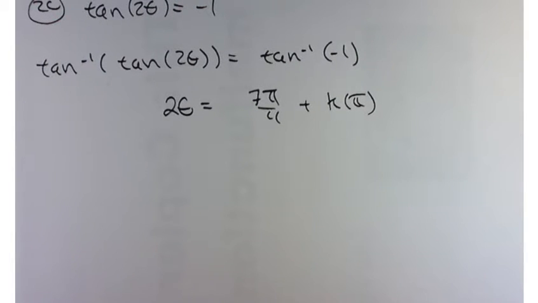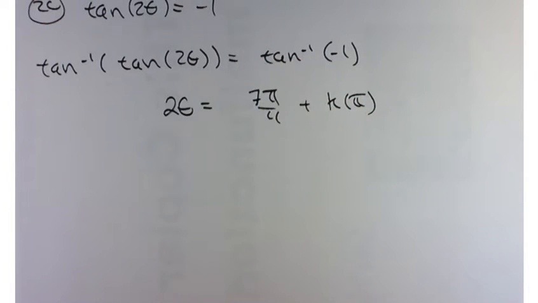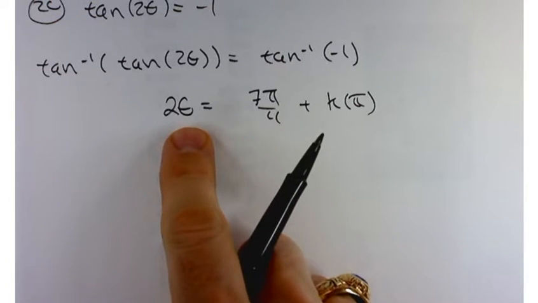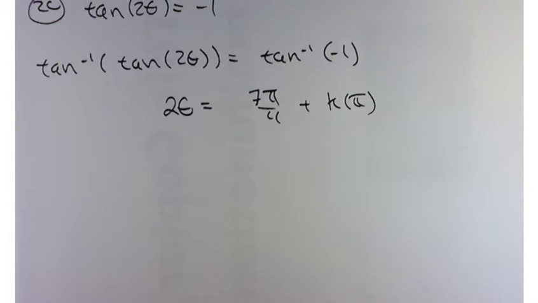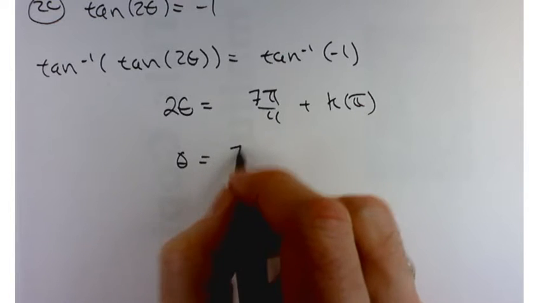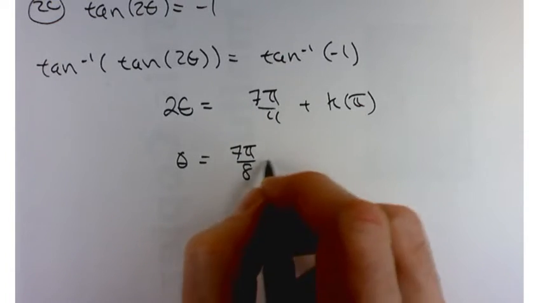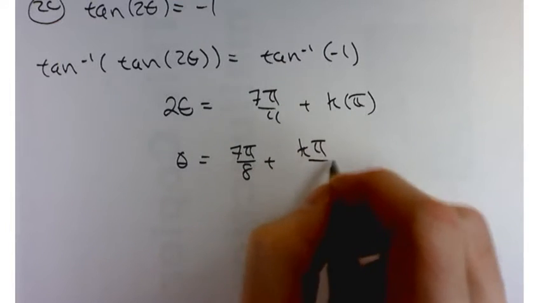Plus k times pi. Now, how come we're using pi as opposed to 2 pi? It's because of the period of the tangent. Tangent repeats itself every pi units, not every 2 pi. Okay. Let's follow through the motions that we've done with the rest of these. We're going to solve for theta. Multiply both sides by 1/2. That's going to give me theta equals 7 pi over 8 plus k times pi over 2.